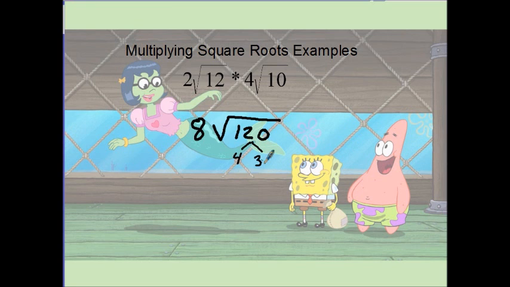It's 4 times 30. Square root both of those. The square root of 4 is 2. That 2 is going to join that 8 outside, where it'll multiply together, and ends up giving me 16 square root of 30.